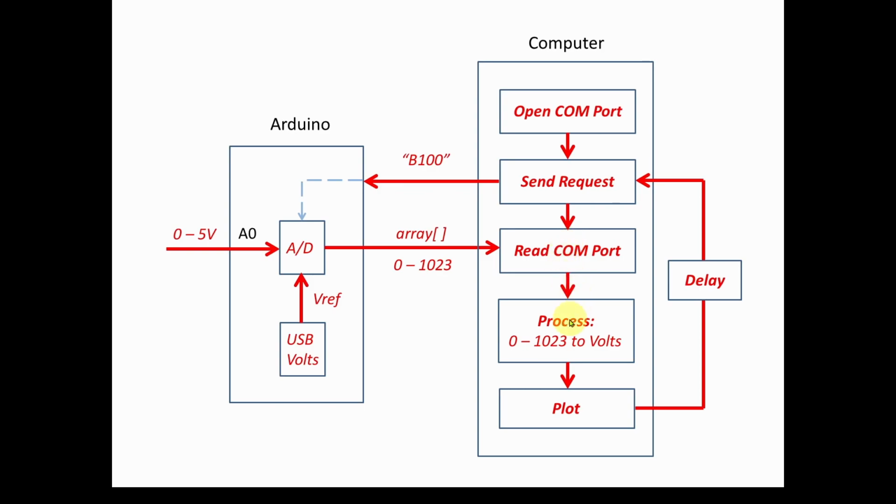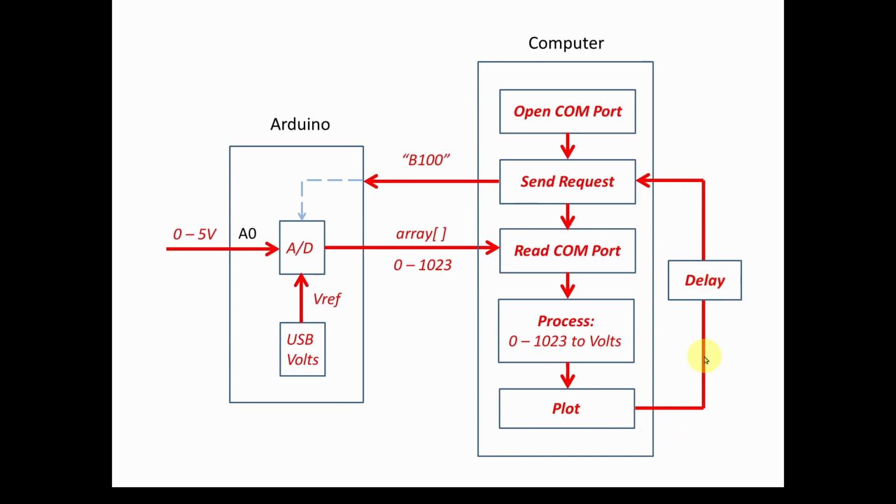the computer. And in this application, we're going to have these simple blocks that show the functions of our C# application. So as you can see, we're going to have to open a COM port. We're going to send a request on a regular basis to the Arduino for data. And then when we get the data back from the Arduino, we're going to have to read that COM port. And then we're going to have to process that data because we're going to be getting values from 0 to 1023 out of the analog to digital converter. We have to put that back into volts that represent what was coming into the analog input. So we basically read the data, process it, and then we plot it on the screen of the oscilloscope.